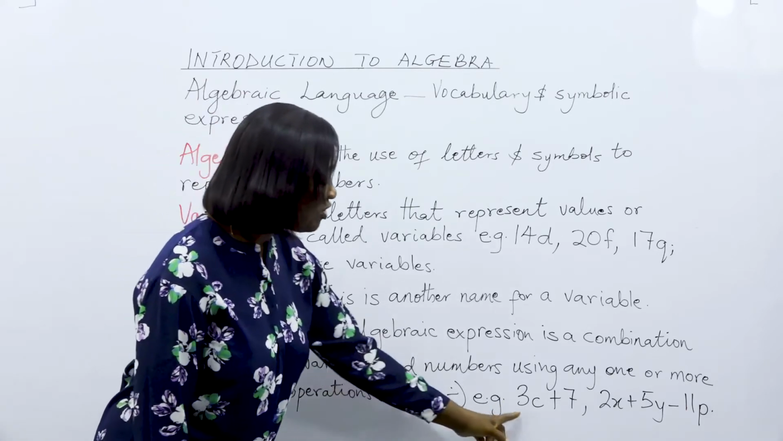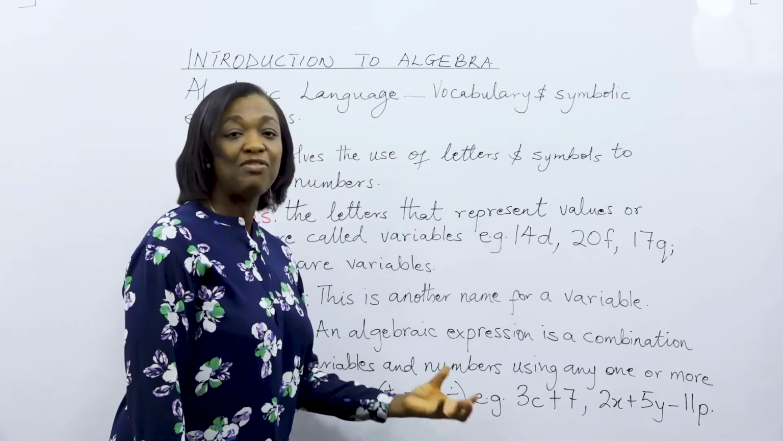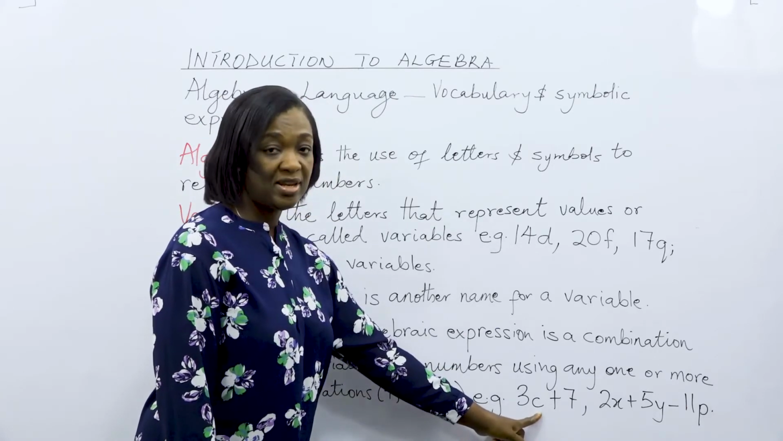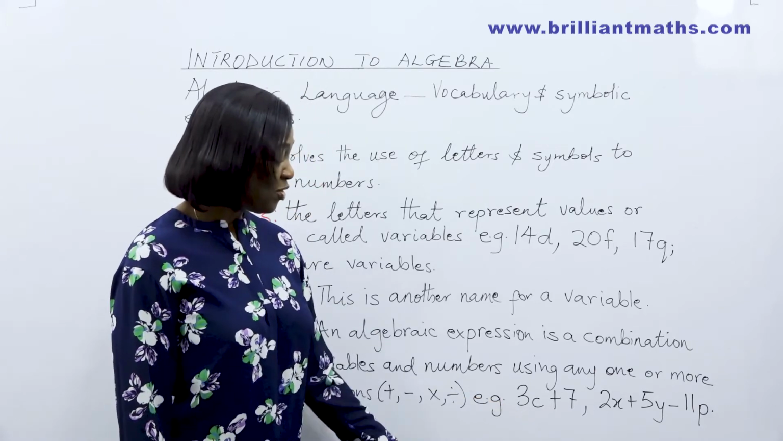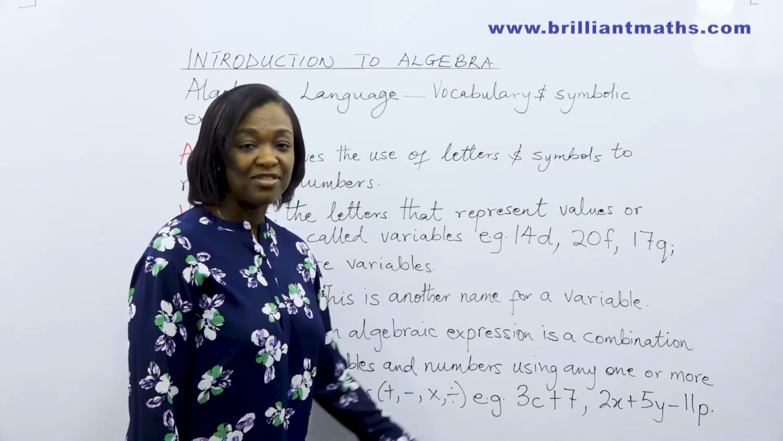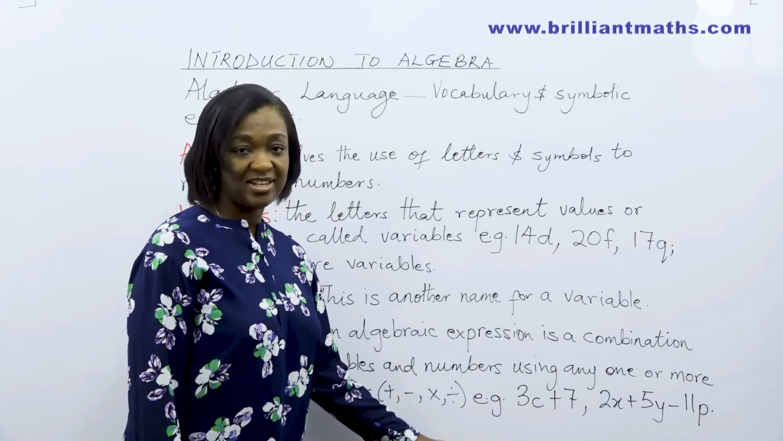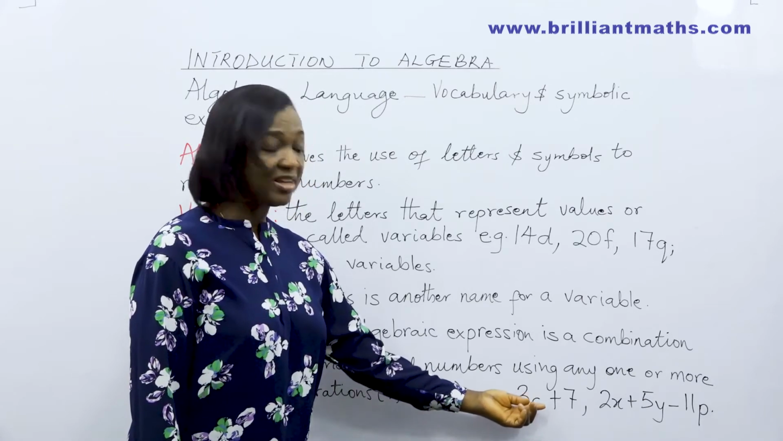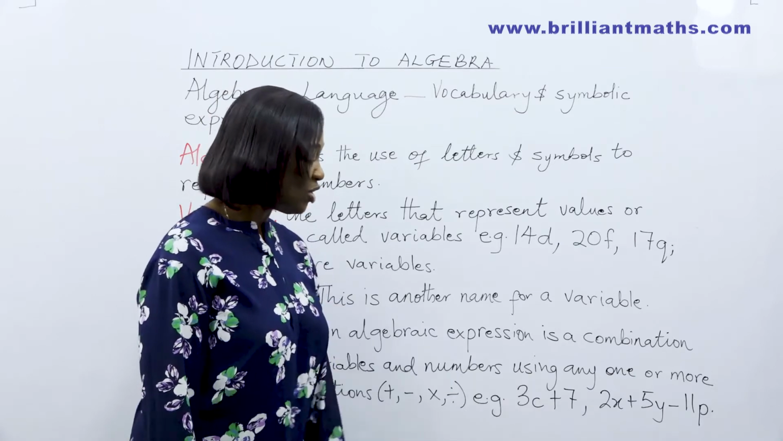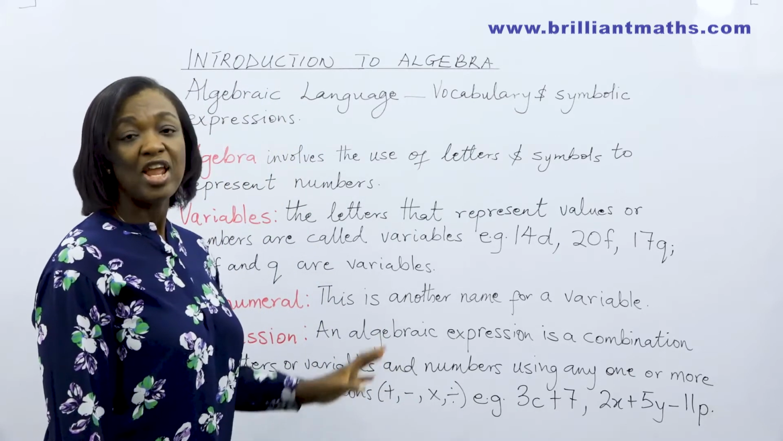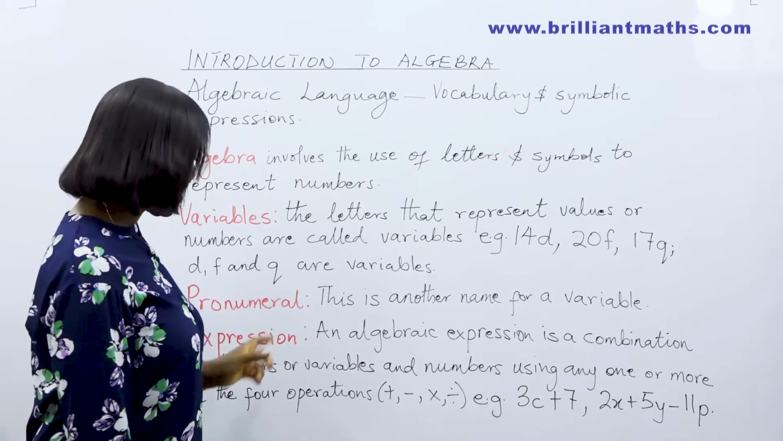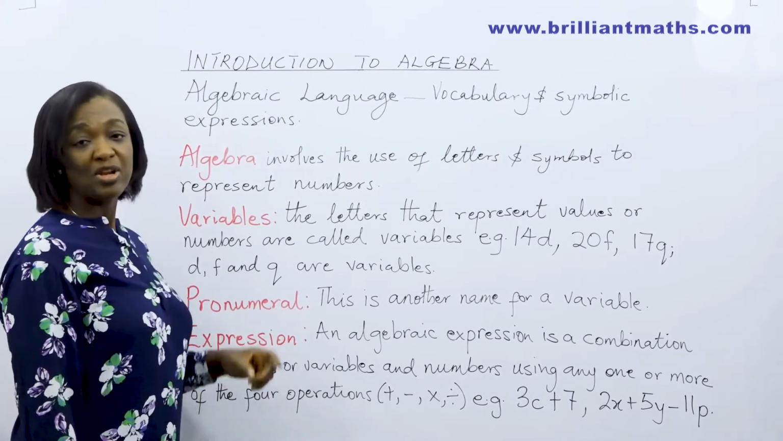For example, 3c plus 7 has a value of 10 if c is equal to 1. That same expression would have a value of 37 if c is 10, because 3c will then become 3 times 10, which is 30, plus 7. But expressions do not have equality signs. That's what differentiates an algebraic expression from an equation.